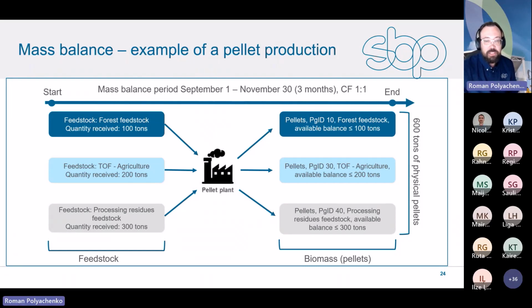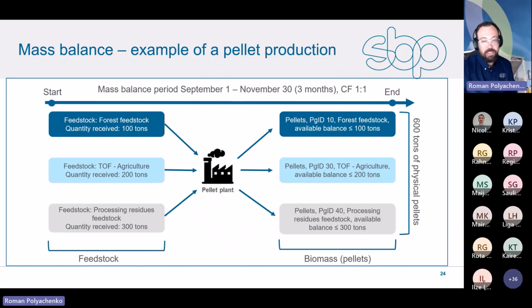For the sake of this example, let's imagine that the biomass producer has sold 300 tons of processing residues and 200 tons of tough agricultural biomass pellets to their customers. Imagine there were several different customers. So at the end of the period, they have physical stock of 100 tons. And since they have spent their mass balance for processing residues and tough, this remaining 100 tons would need to be moved into the next period as forest feedstock pellets.